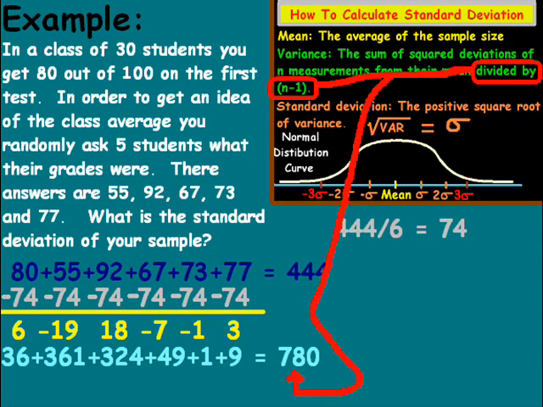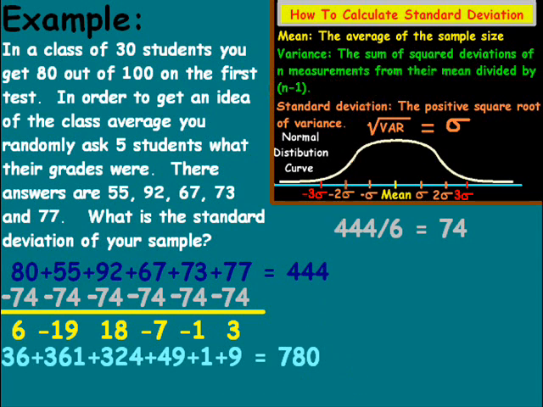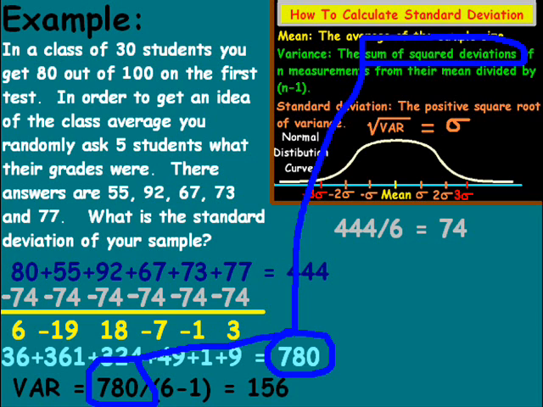And now the next step is we need to divide that, because the variance is the sum of squared deviations of n measurements from their mean divided by n minus 1. So we divide that by n minus 1, and our n number was 6, if you recall earlier. So we divide that by 6 minus 1. So our variance is going to equal 780 divided by 6 minus 1, or 780 divided by 5. And in this case, that's going to equal 156.